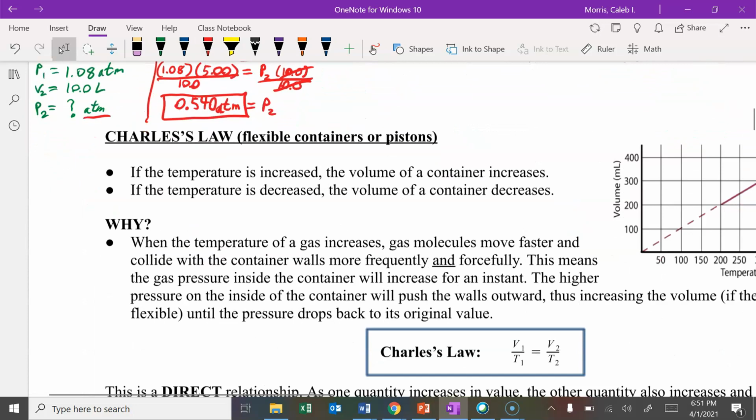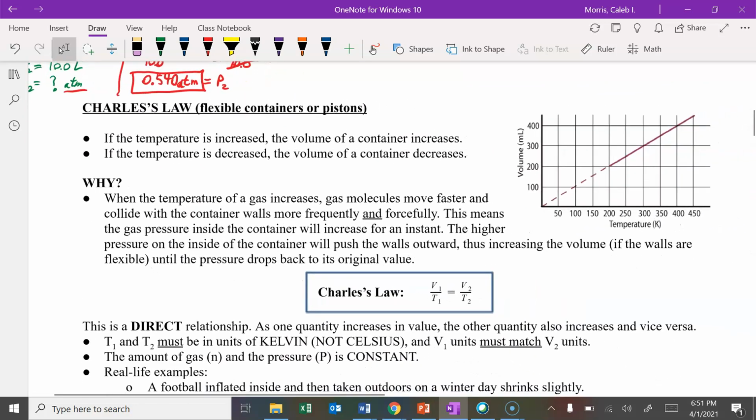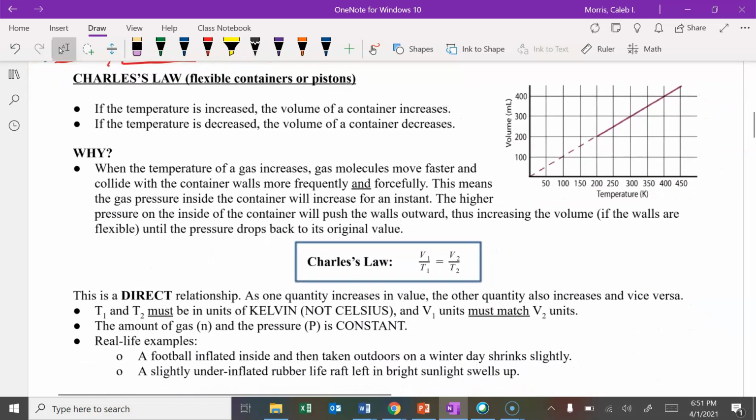Now this is also a flexible container or piston, but we're not talking about pressure this time. We're talking about temperature. So if the temperature increases, the volume of the container will increase. If the temperature decreases, the volume of the container will decrease. This relationship is between volume and temperature, and it's a direct relationship. You can see that as the temperature increases, the volume is also increasing.